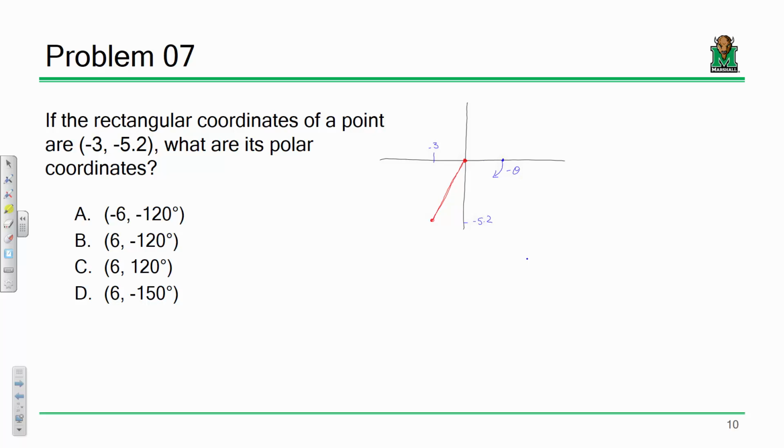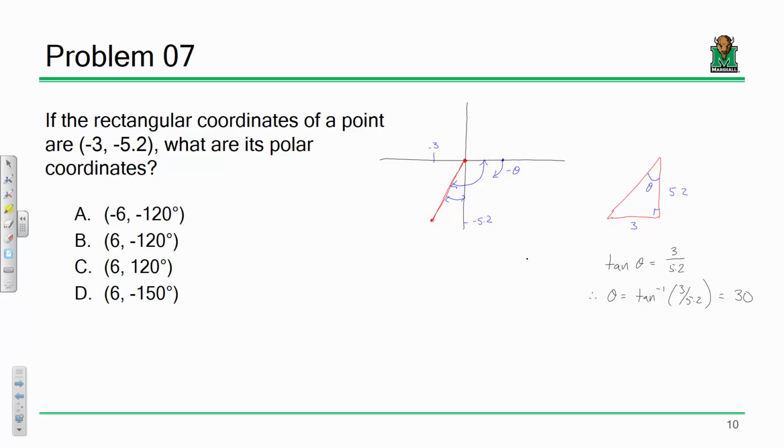Now, what I'm really after is that angle. It's going to be 90 plus whatever this is. So how do I figure out what that is? Here's my triangle. That's the angle I'm after. This is 5.2. That's 3. So how do I figure out what that angle is? The tangent of theta is 3 over 5.2, right? Opposite over adjacent, SOHCAHTOA. So therefore, theta is the inverse tangent of 3 over 5.2, which should be 30. Right?